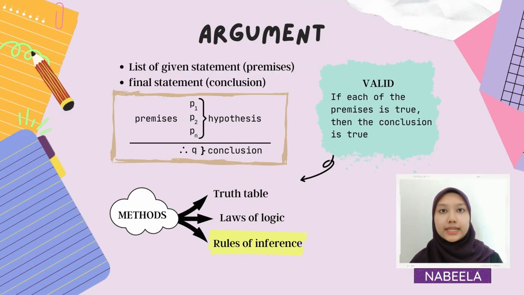Next, I'm going to explain the subtopic argument, which is in chapter 2. Argument is a list of given statements called premises followed by a final statement called conclusion. It can be expressed as written in the brown box above. Argument is said to be valid if, when each of the premises is true, the conclusion is also true. There are three methods that we can use to check the validity of the argument. The first one is by using truth table, the second one is laws of logic, and the third one is rules of inference. Right now, I will only explain in detail about argument using rules of inference.